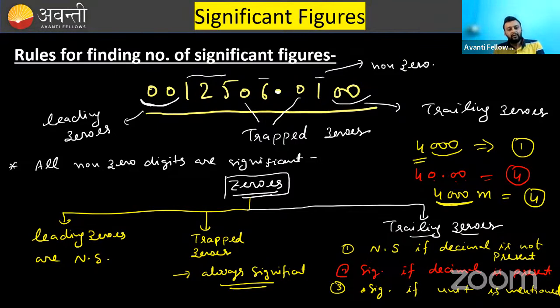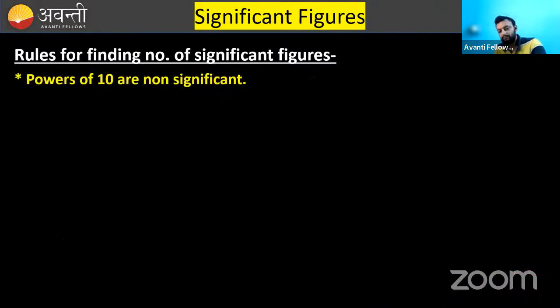I think every point till now is clear. I will repeat it very quickly. All non-zero digits are significant. Leading zeros are non-significant. Trapped zeros are significant. Trailing zeros have three criteria. Number one, they are non-significant if decimal is not present. If decimal is present, then they are significant. If unit is mentioned, then all trailing zeros are significant. I think till now everything is clear.